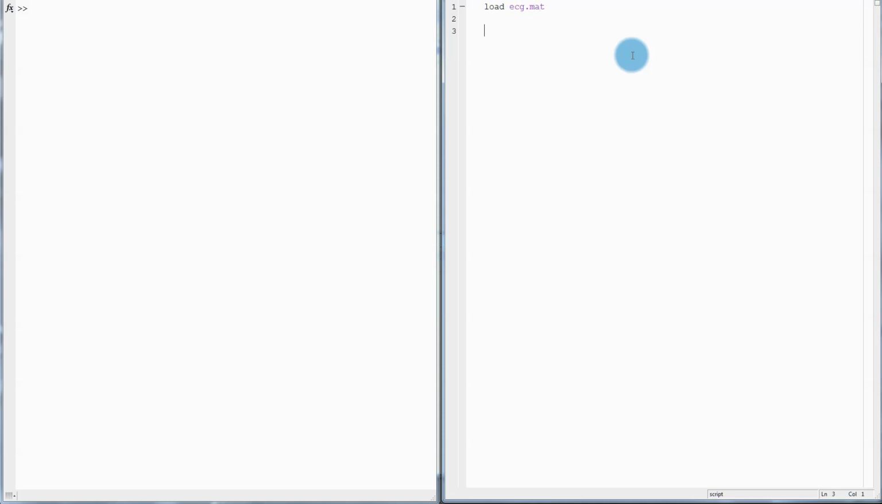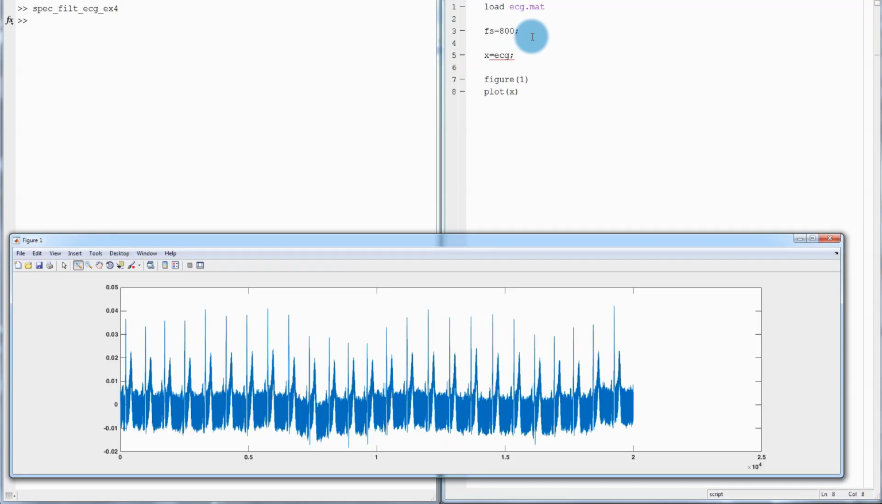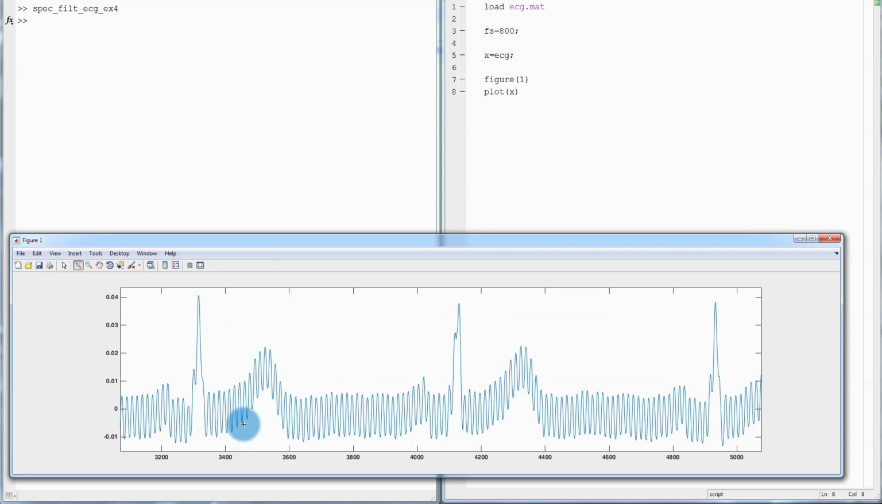Now I know that the sampling frequency in this case is 800 Hz. And also I know that in this signal I have a variable ECG where I have my electrocardiogram stored. So at first I will assign this to my signal X, and then I will plot it. And this is my electrocardiogram. If I zoom in, I can see that I have that power noise interference there. And of course, I want to get rid of that power noise interference.